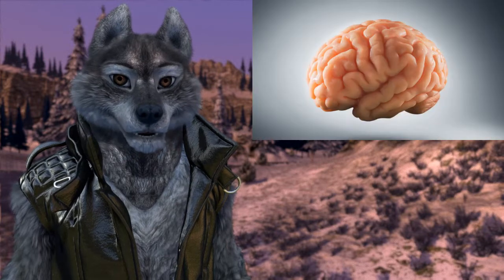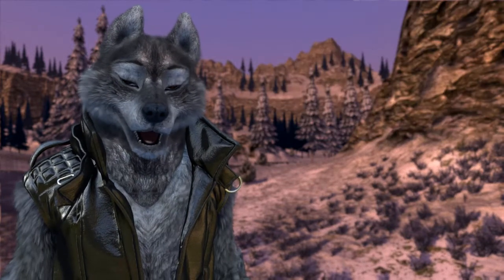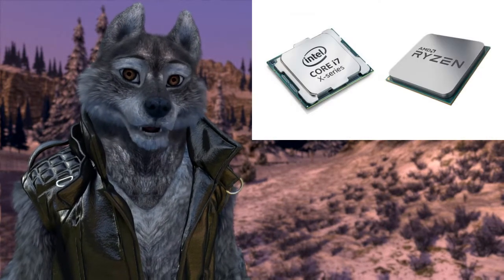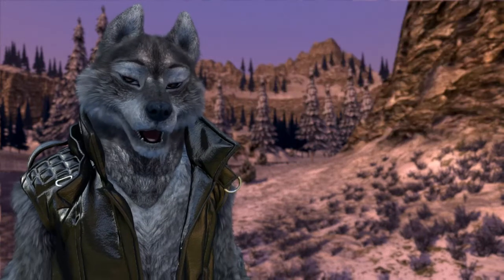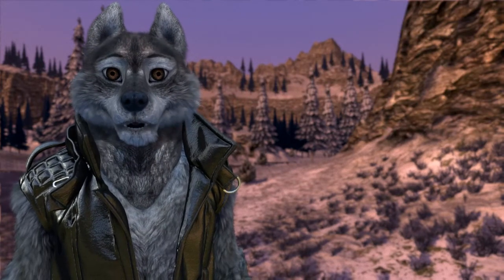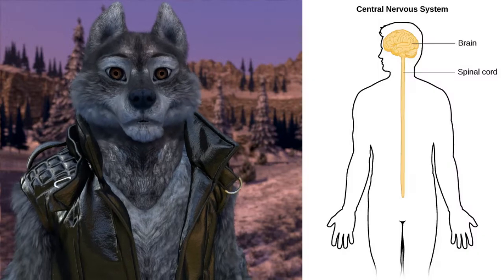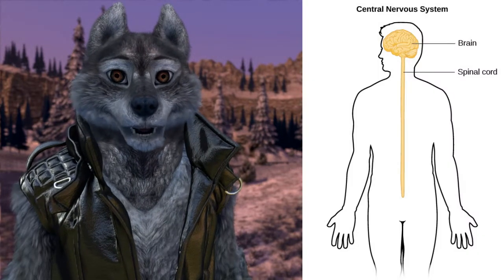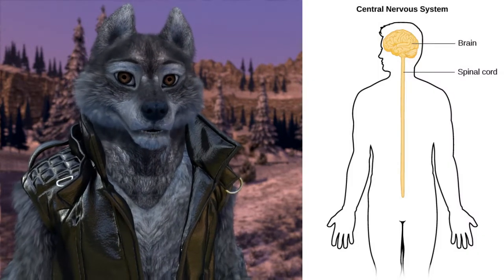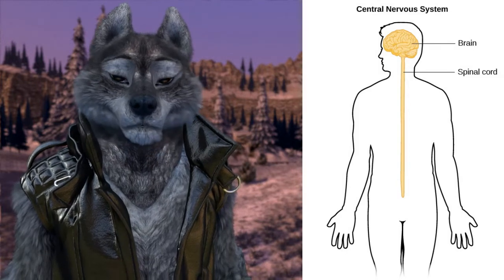We have a brain that we process information with, and a computer has a CPU or central processing unit. In the human body, we call the brain and spinal cord the central nervous system. We process information in our brain and then send signals out to the spinal cord to get things done.